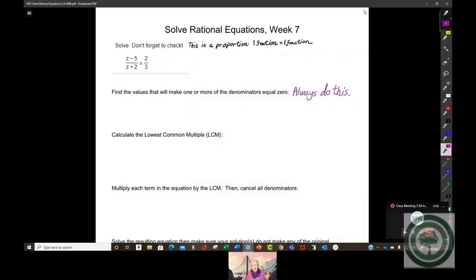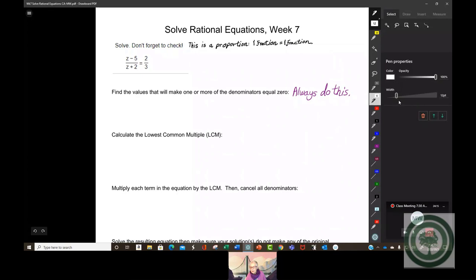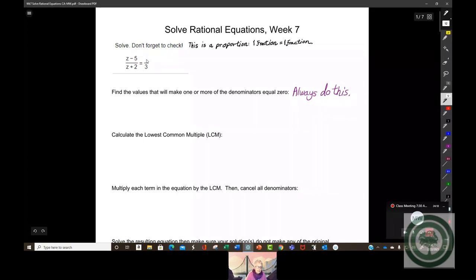So let's go. There are some steps to solving rational equations. Those are fraction equations. Now, if we temporarily cover this, what we have is a rational expression. But once you have an equal sign, well, I love that. Once you have an equal sign, you have an equation. And equations mean you're actually going to solve for the variable.